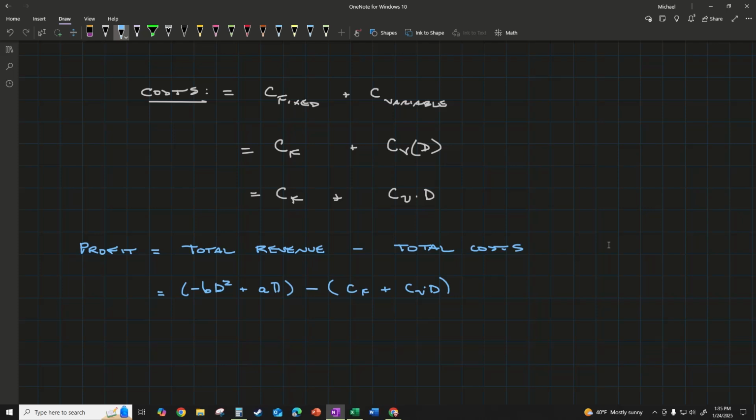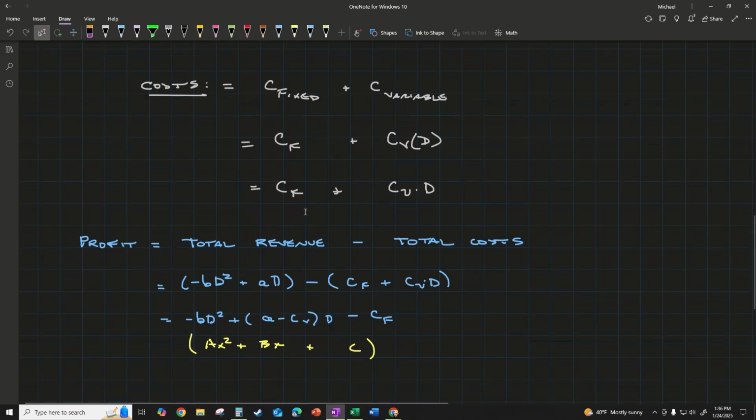And again, this is going to produce a different parabola, which is minus B D squared plus (A minus CV) D, so we have two terms that are functions of D, minus CF. And this, of course, is in the AX squared plus bx plus c general format. So we can optimize this.